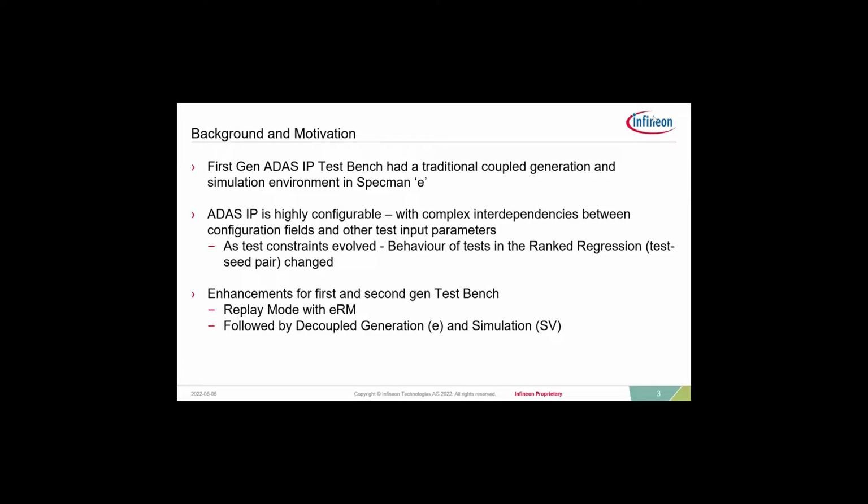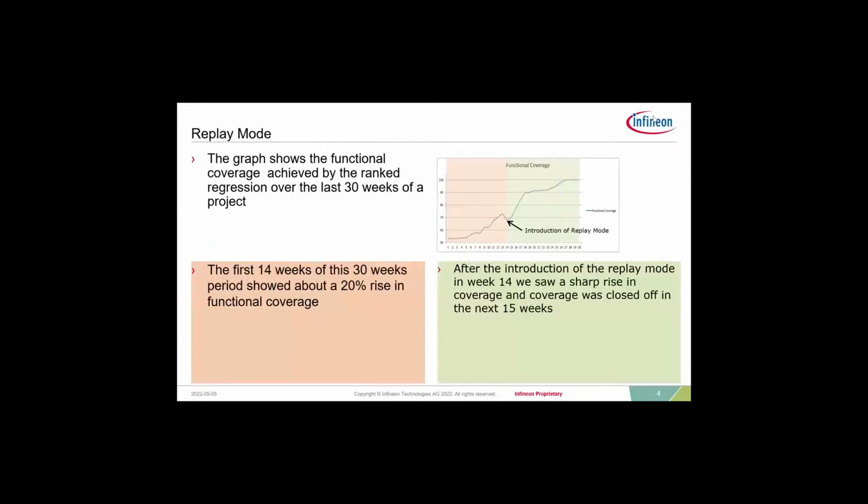This was followed by more decoupling, placing more of the randomization from the simulation environment over to a generation environment, and also completely changing the language of the simulation environment from E to SystemVerilog. I'll talk a bit about the benefits of using the two languages that we use. This is the same data that Tim showed in his slides regarding the coverage closure that we saw. It's just a bit of evidence of how the decoupled approach can help with random instability.